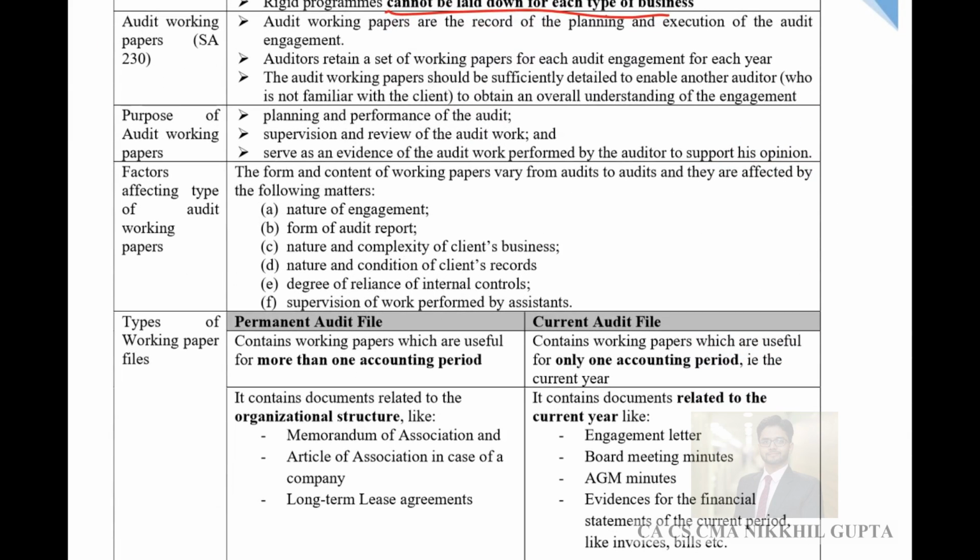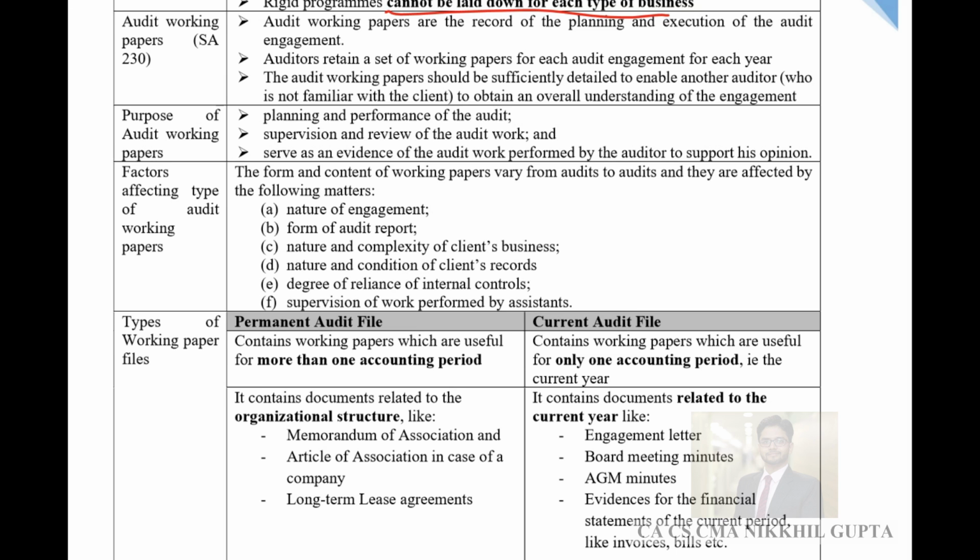Now we are on to the audit working papers, guys, and as I have already told you in the beginning of the chapter, this entire chapter deals with the documentation bit of audit, which is one of the most important aspects of any audit, documentation. So we have discussed the engagement letter, we have discussed the audit program. The engagement letter is the first step in audit. The audit program is the second step of audit, which is planning.